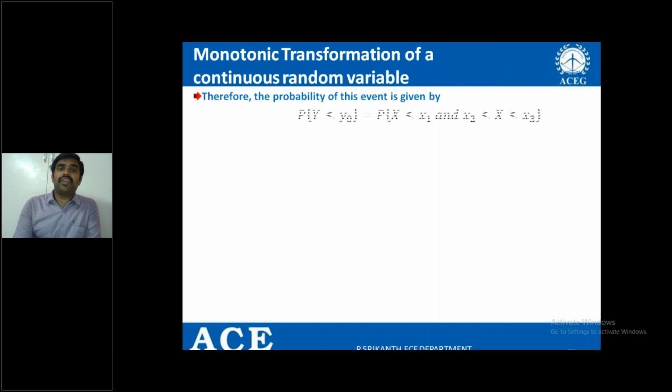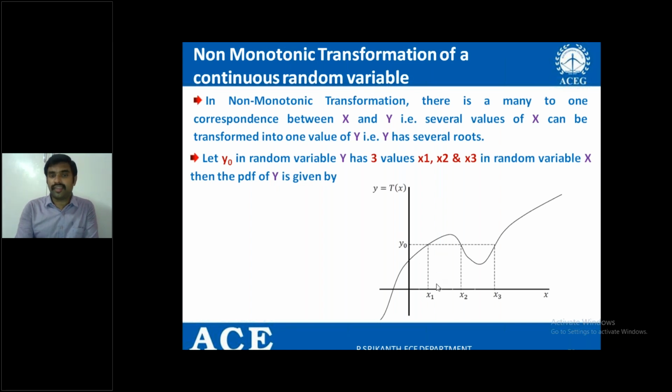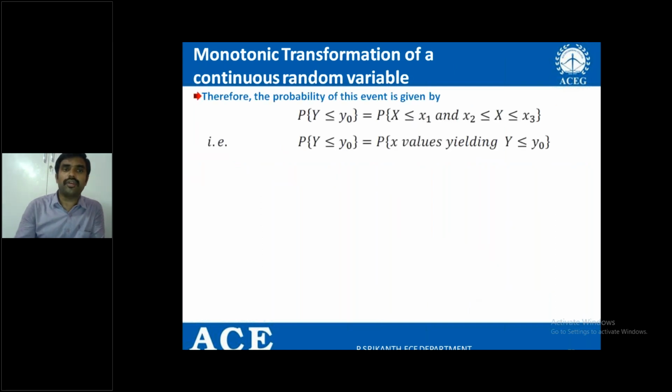x1, x2, x3. So how do you write? Therefore, the probability of this event is given by: P of y less than or equal to y naught equal to P of x less than or equal to x1, and in between x2 and x3, x2 less than or equal to x less than or equal to x3. Why? Because if you see the previous figure, it is less than or equal to x1, and also in between x2 and x3. Here, if you observe, in between x0 and x1, it is increasing, whereas in between x2 and x3, decreasing and increasing. Just see the change here. That is, y less than or equal to y naught in the sense all the values of x yielding y less than or equal to y naught.